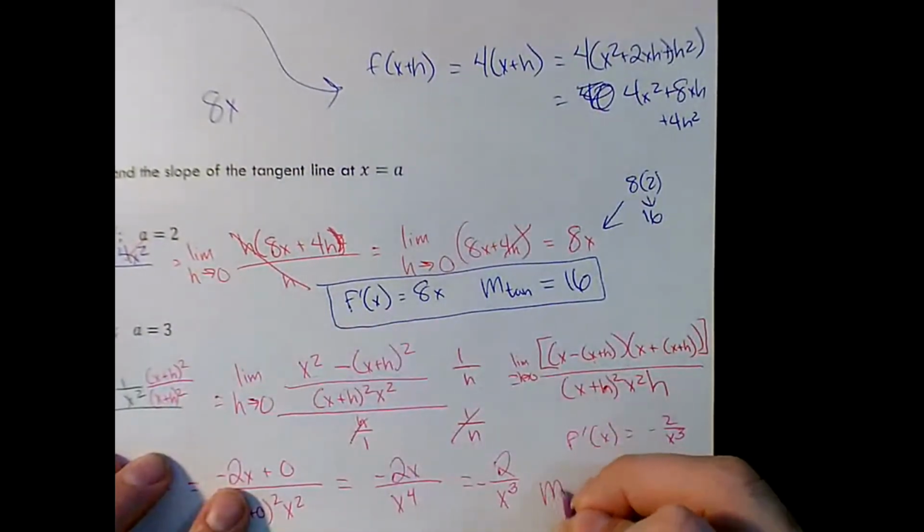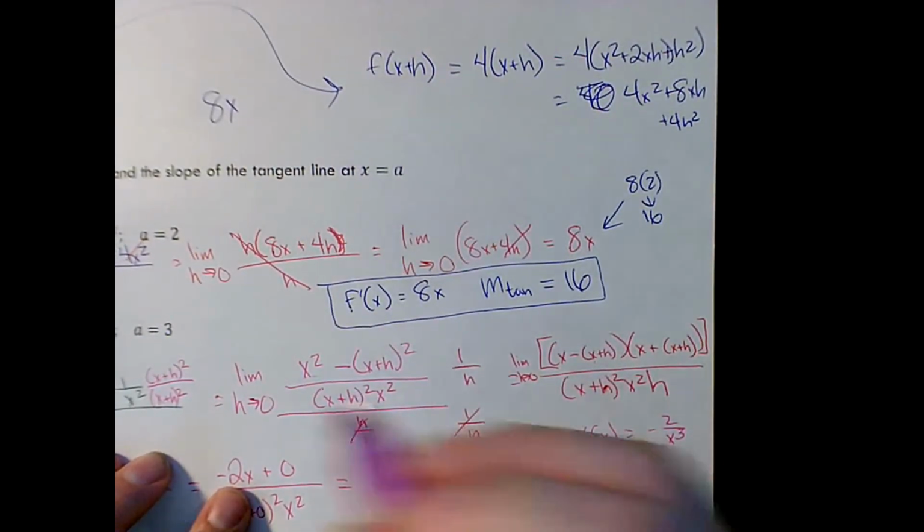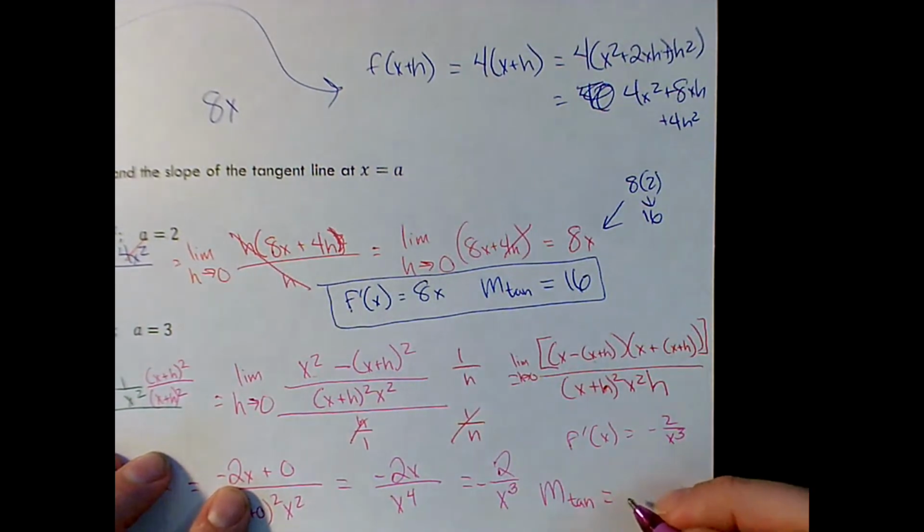My slope of the tangent line is going to be when I plug in 3. 3 to the third power is 27.